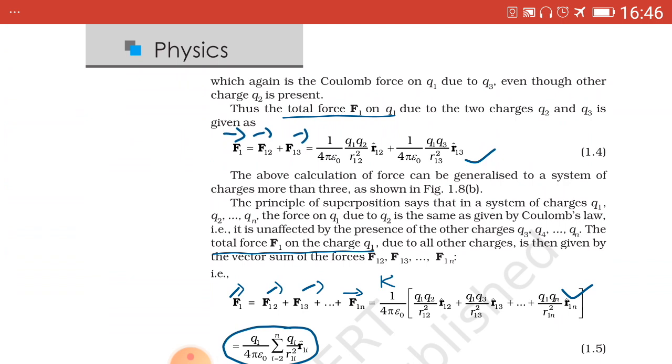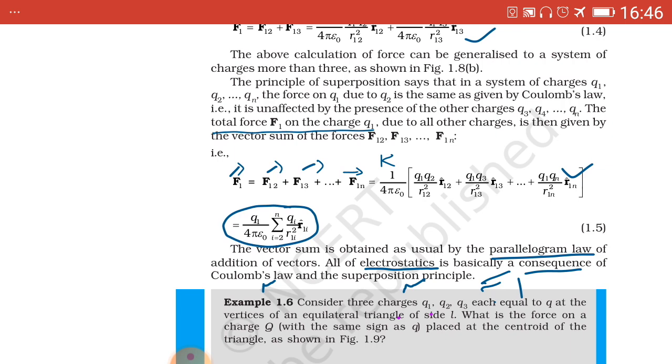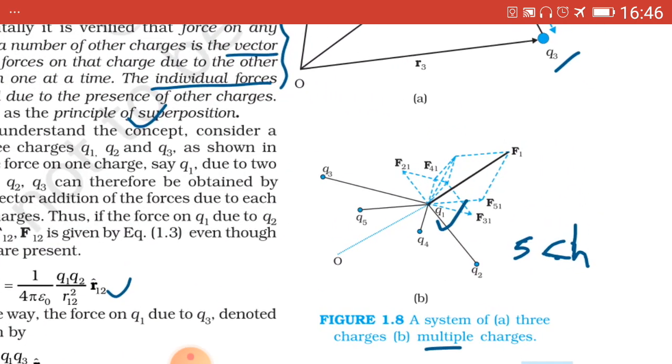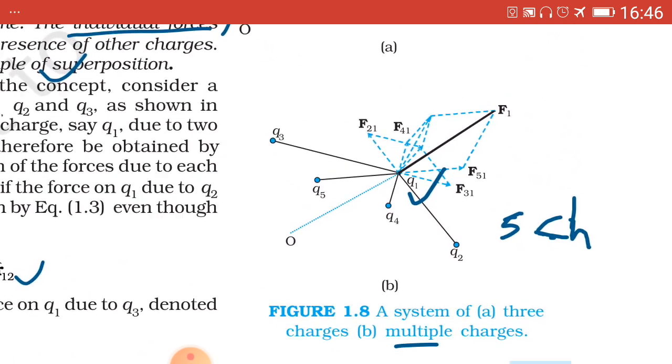Similarly, for a system of 5 charges, which is shown in figure B. Figure 1.8b. Multiple charges means here 5 charges are shown in the figure. Here also total force on first charge q1 is shown.